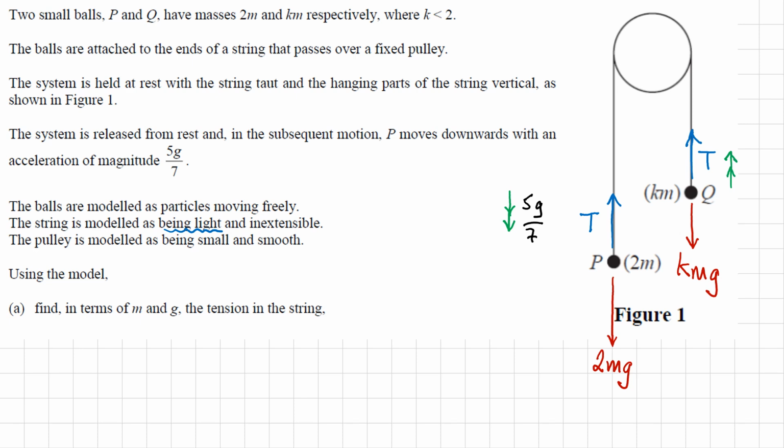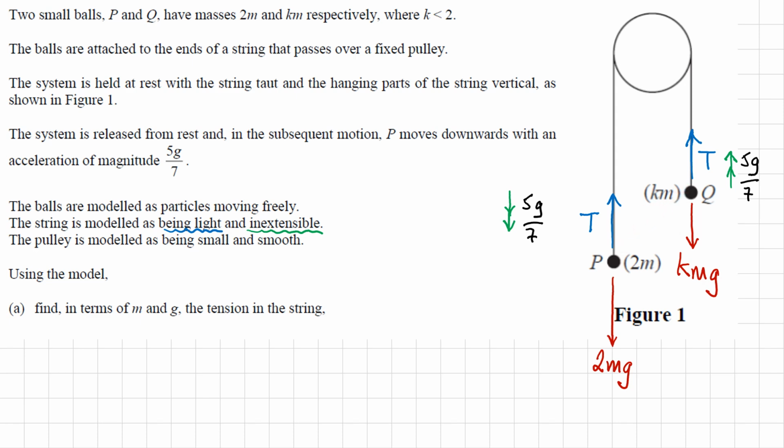with the same acceleration. And the reason I can use the same acceleration is because we're told that the string is modelled as inextensible. What that means is that it's not elastic, it's not stretching in any way, and both particles are going to move with exactly the same speed and accelerations, even if it's in opposite directions.